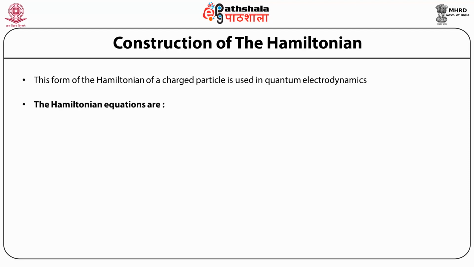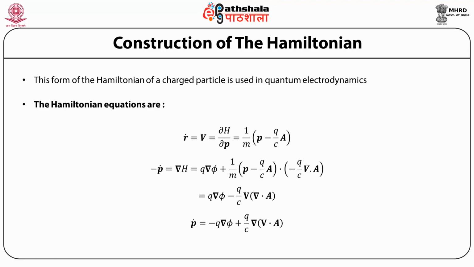Having obtained the Hamiltonian, we can now write down the Hamilton's equations of motion, namely r dot, which is equal to the velocity, is given by the partial derivative of H with respect to the momentum P, and which is seen to be 1 by m (P minus q by c A). So you can see that r dot is simply P by m. In the presence of electromagnetic field, this momentum P is replaced by P minus q by c into the vector potential A. And the other Hamilton equation becomes minus P dot is equal to dH by dxi.